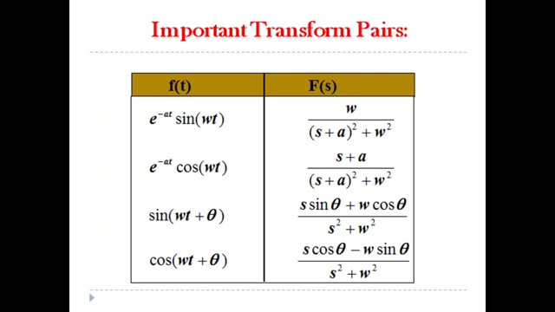e raised to minus at sin omega t is equal to omega by (s plus a) square plus omega square. e raised to minus at cos omega t is equal to (s plus a) by (s plus a) square plus omega square. sin(omega t plus theta) is equal to (s sin theta plus omega cos theta) by s square plus omega square. cos(omega t plus theta) is equal to (s cos theta minus omega sin theta) by s square plus omega square.